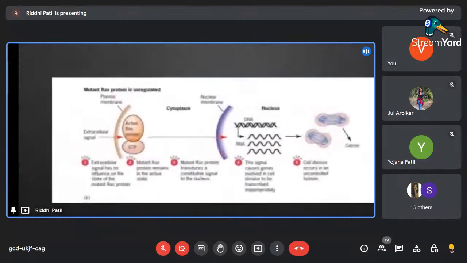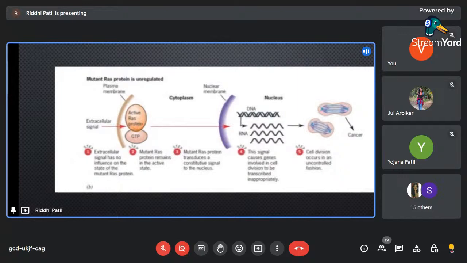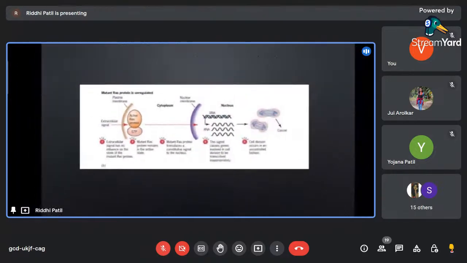In the mutant RAS protein, the extracellular signal influences the RAS protein which is already in the active state. So the mutant RAS protein remains in the active state. In the third step, the mutant RAS protein transfers the signal from the cytoplasm to the nucleus. The signal causes cell division in an inappropriate way. And in the last step, cell division occurs in an uncontrolled manner and causes normal cells to become cancer cells.